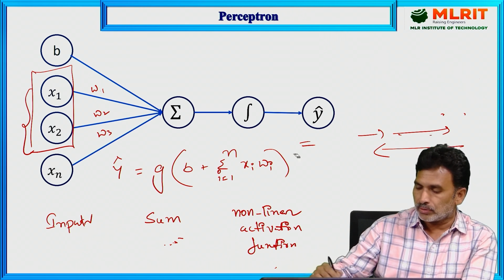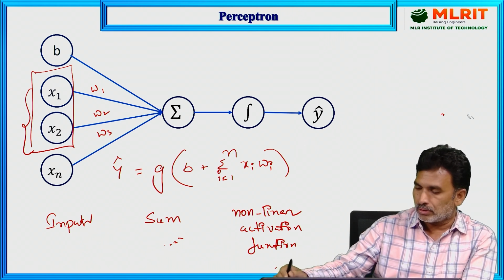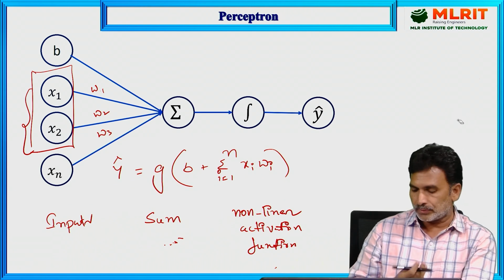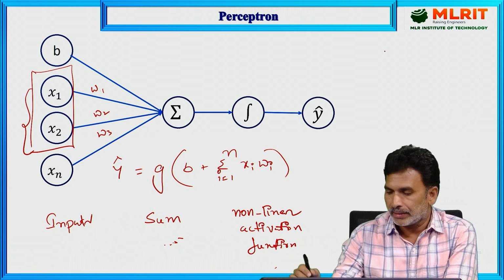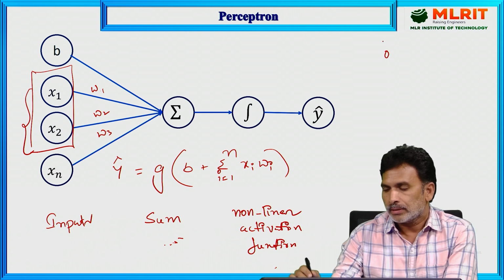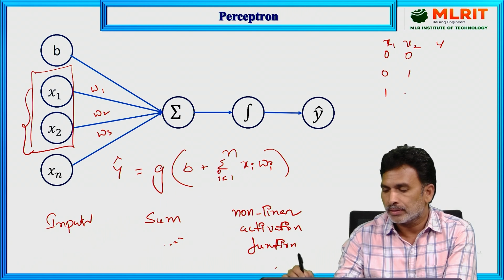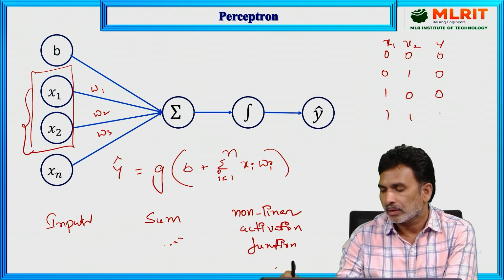you can also try all the other logic gates or any other problems. So suppose you take the AND gate, there are two inputs x1 and x2 and one output. So 0 0, 0 1, 1 0, 1 1, and the outputs are 0, 0, 0 and 1.